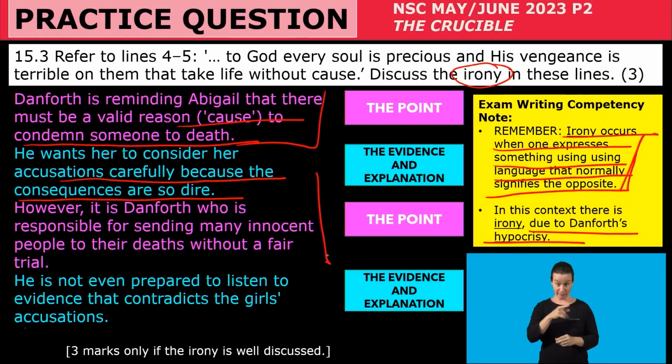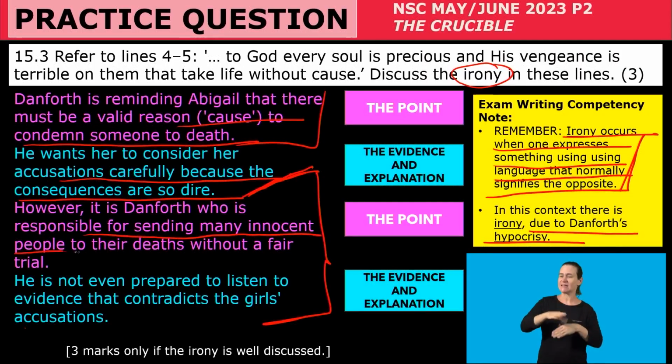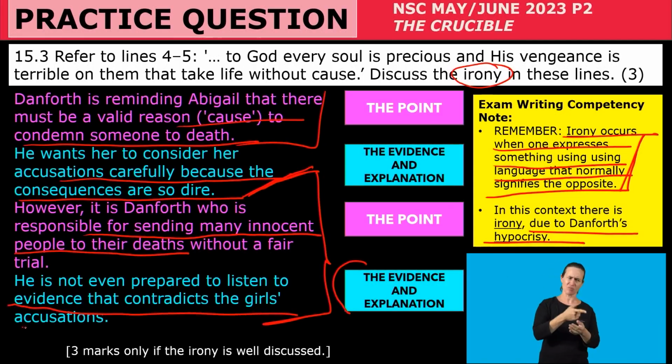However, from here onwards, we are looking at the irony, right? It is Danforth who is responsible for sending many innocent people to their deaths without a fair trial. He is not interested in evidence and explanation. He's not even prepared to listen to evidence that contradicts the girls' accusations. So that is what is ironic about his actions.